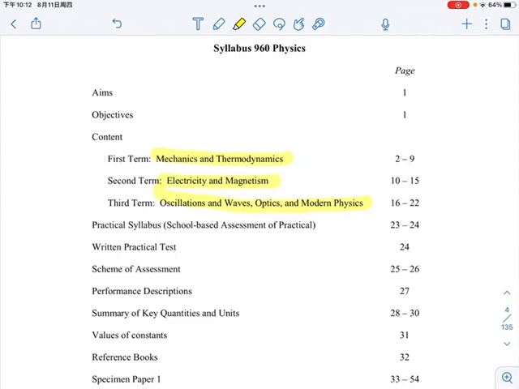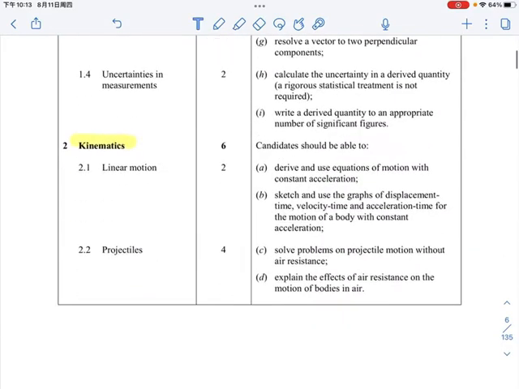For the first term and second term, I won't say it's boring, but I would say it's just the formula and your common sense. Then you can do the question already. So let's go to the first term syllabus for physics.